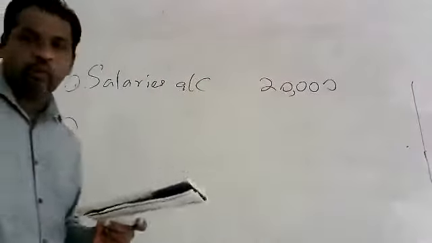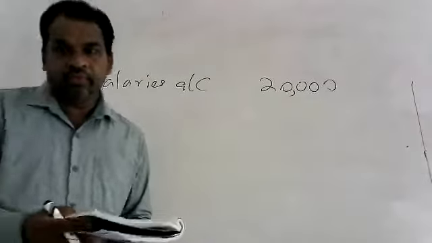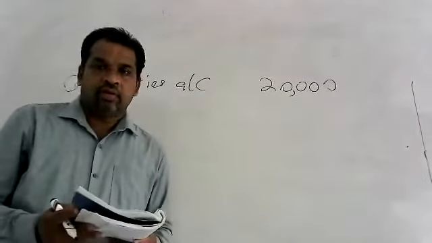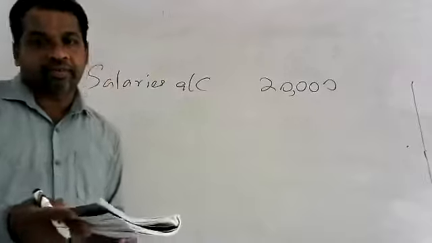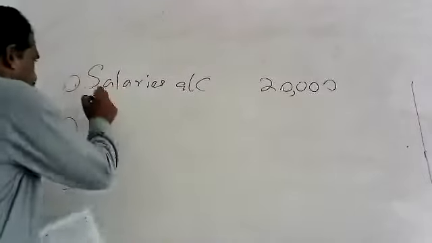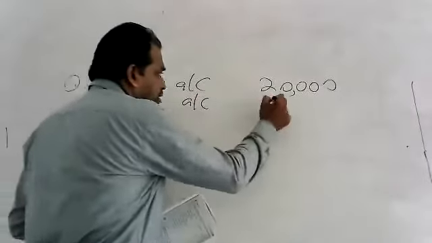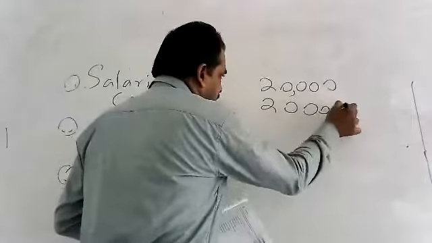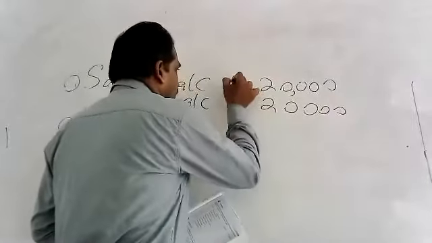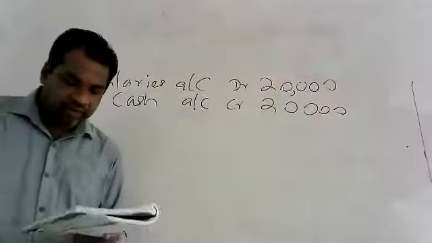and as they have paid money, cash asset decreases. Asset decreases, credit, therefore we credit the cash account. Cash account credit 20,000. That is the answer for transaction number 7.